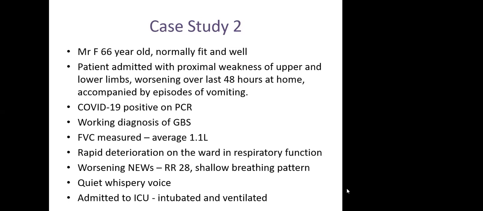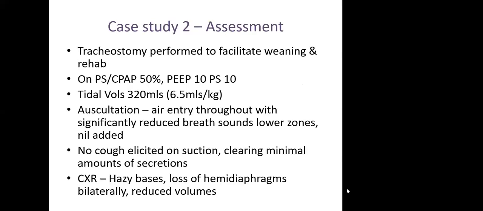However, he rapidly deteriorates on the ward in terms of his respiratory function. He's got a worsening nose, an increasing respiratory rate, a shallow breathing pattern and a very whispery, quiet voice, and is quickly transferred to ICU, intubated and ventilated. In the next 24 hours, a tracheostomy is performed to help facilitate his weaning and rehab. With a GBS patient, we know that once the respiratory system is involved, these patients are very sick and need a period of ventilation to then facilitate weaning.